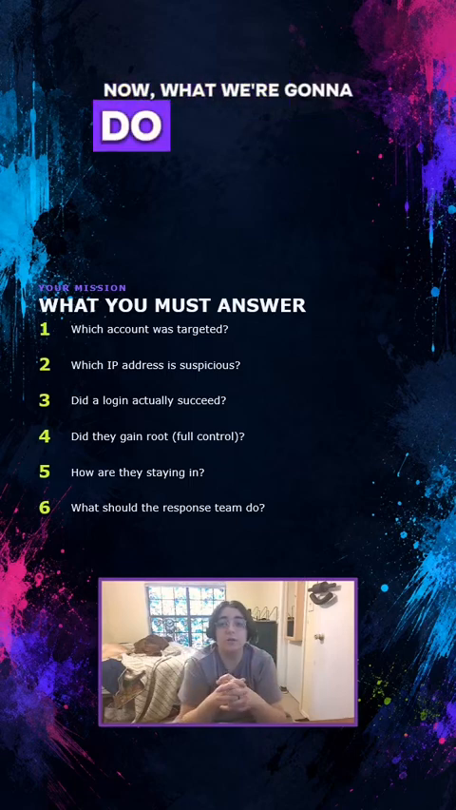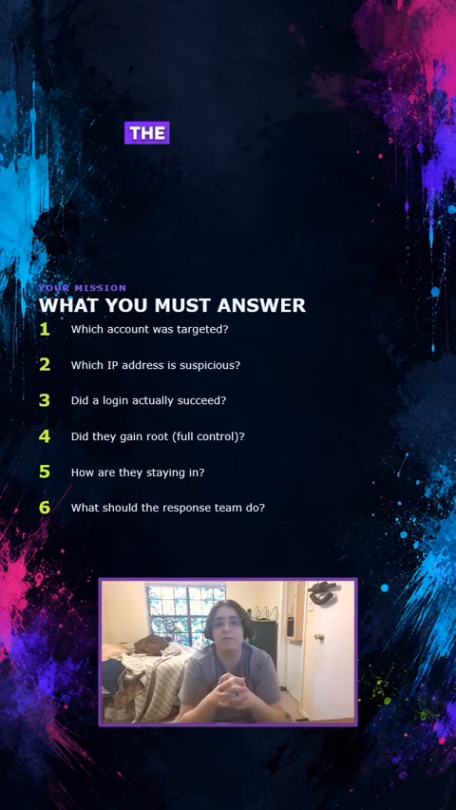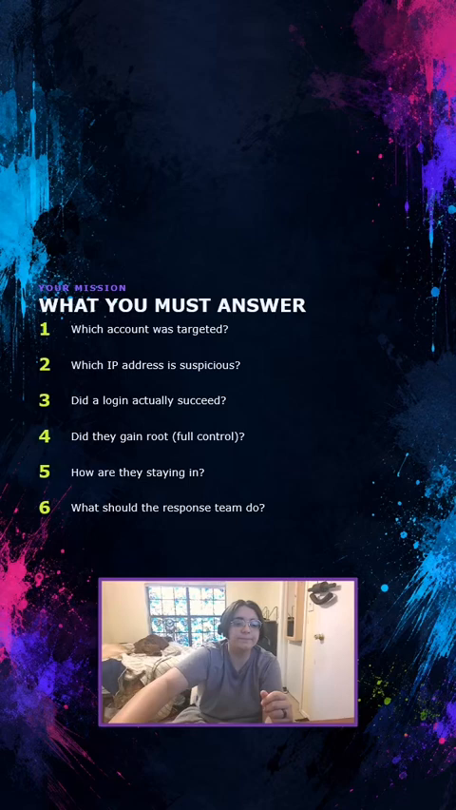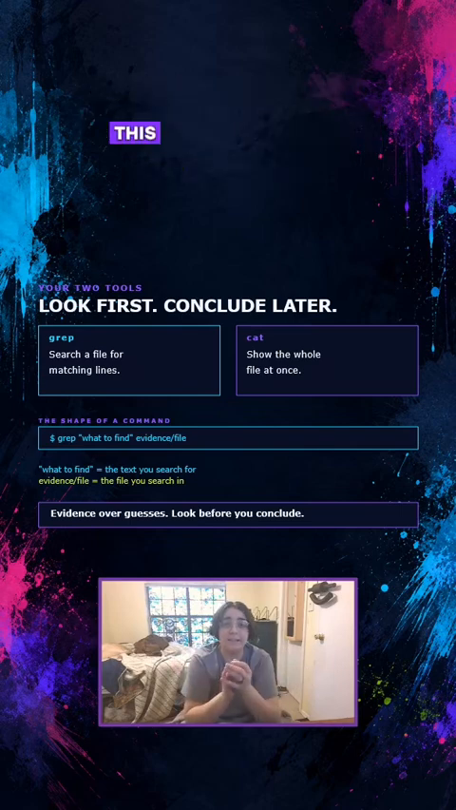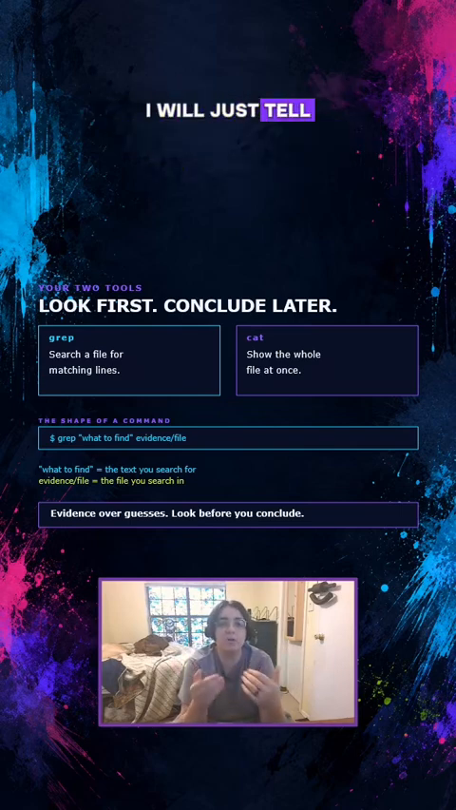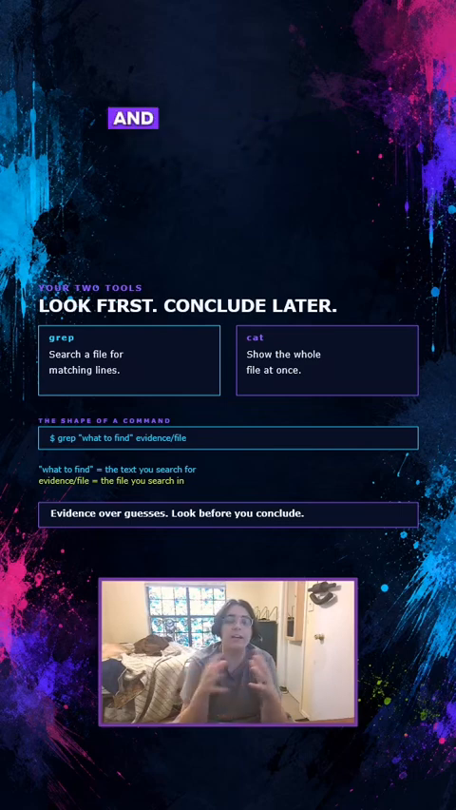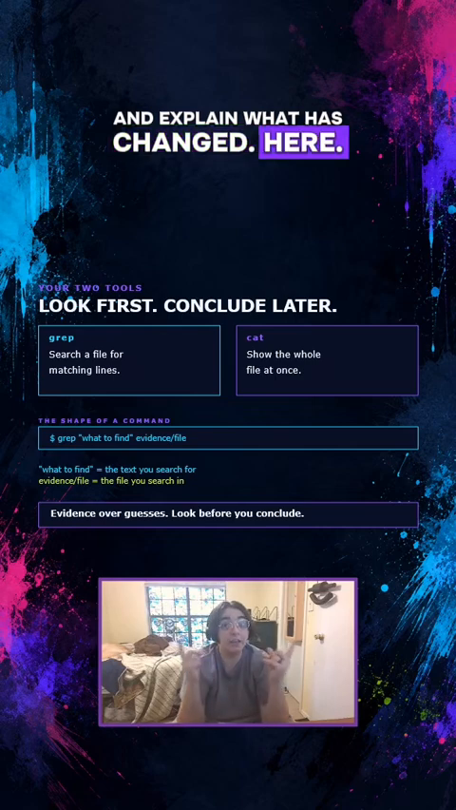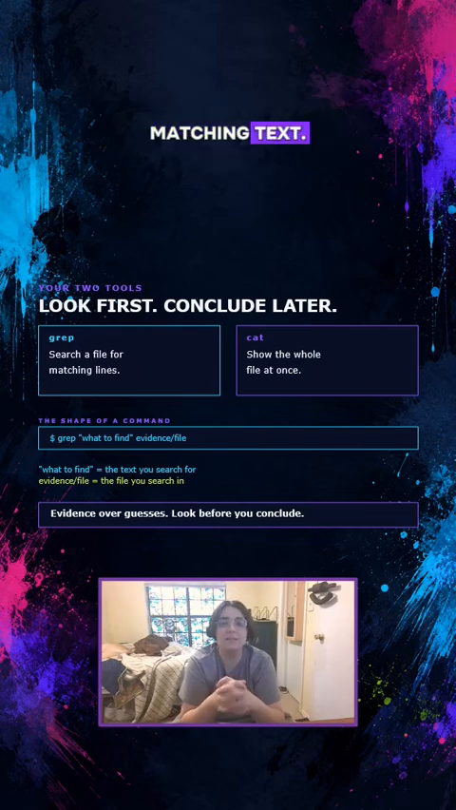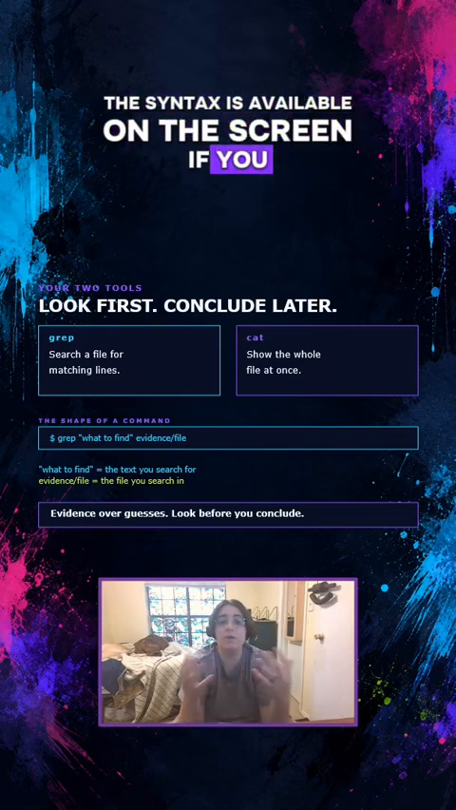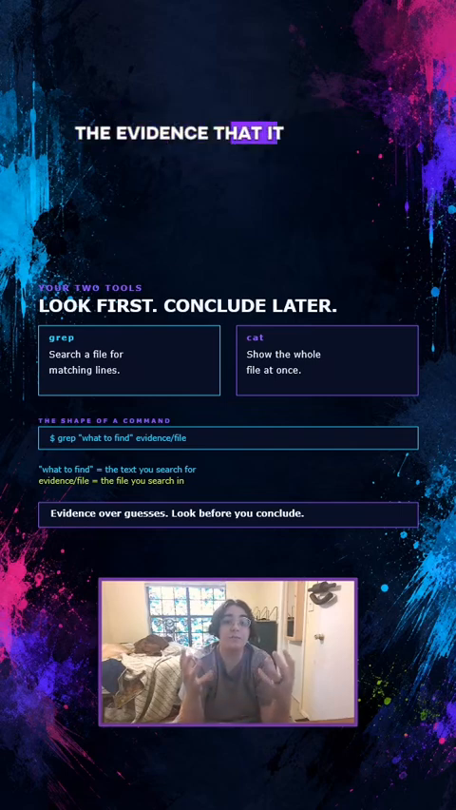We're going to begin with access, using only a couple of basic commands to find the relevant lines. When a command appears, I will not be reading the syntax out loud. I will just tell you what we're looking for and then give you a moment to look at the result and explain what has changed. Here, for example, the command is searching a file for matching text. The syntax is available on the screen if you want to reproduce it, but our attention is mostly going to stay on the evidence that it returns.